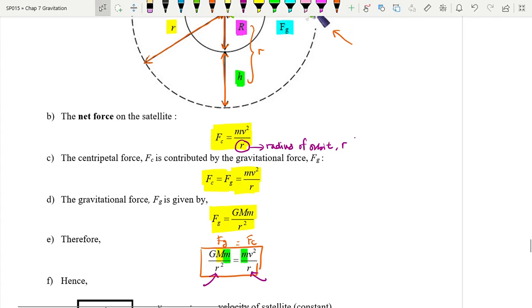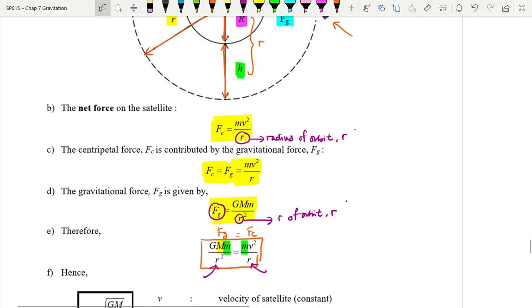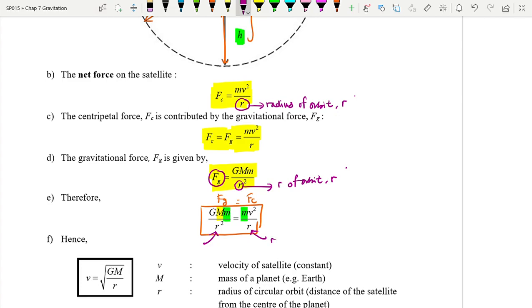Okay, so sama juga pada position ini, kita kena tahu pada position tu dah. Fg kita adalah gravitational force between satellite and planet. So r mesti measured daripada center. So ini pun sama. Radius of orbit, which is small r. Okay, itu adalah jarak antara satellite dengan center of the planet. So masih lagi r dalam formula Fg. So maksudnya ini semua radius of orbit lah. Distance between the satellite and the center of the planet. So sama. Semua r dalam formula ini adalah radius of orbit.